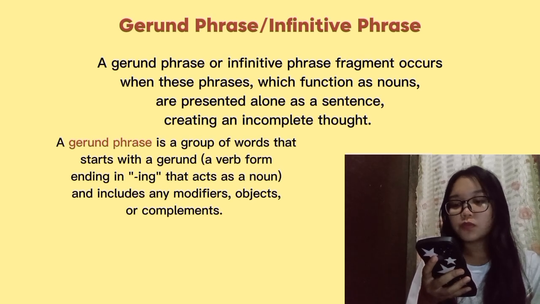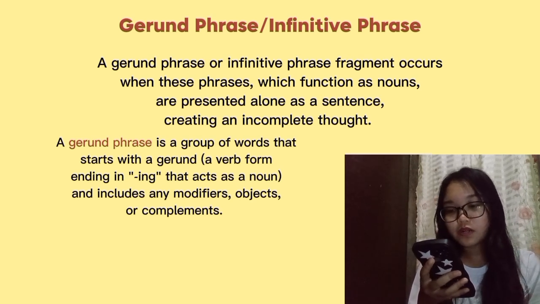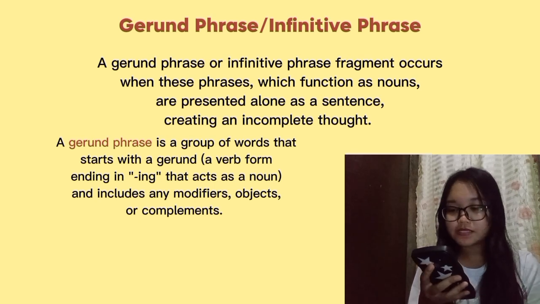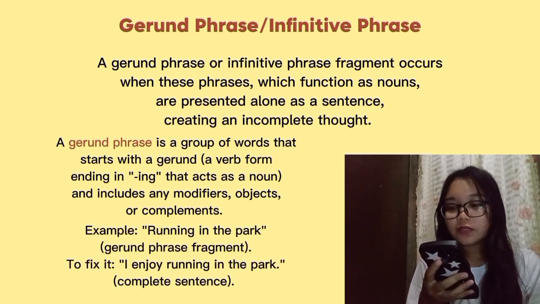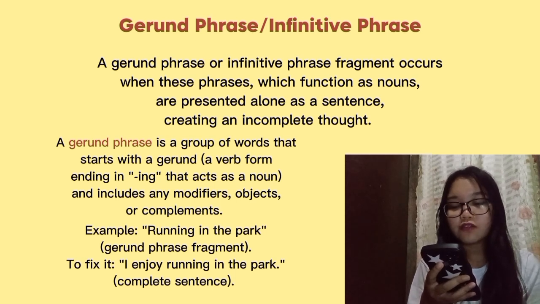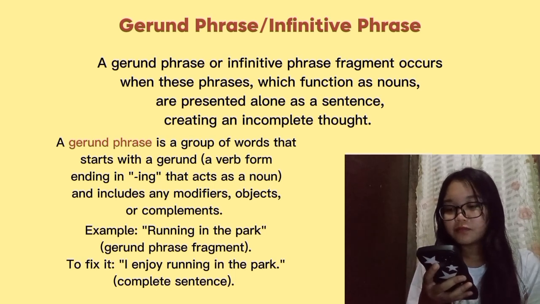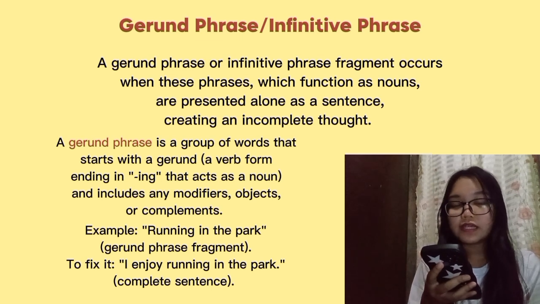A gerund phrase is a group of words that starts with a gerund, a verb form ending in -ing, that acts as a noun and includes any modifiers, objects, or complements. For example, "running in the park." In order to fix it, you have to make it a complete sentence. To fix it: "I enjoy running in the park."